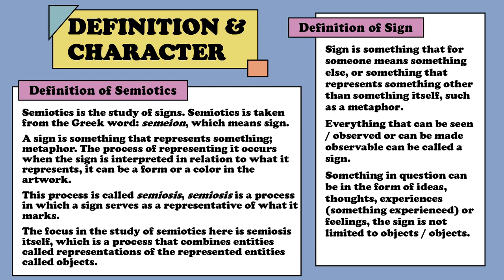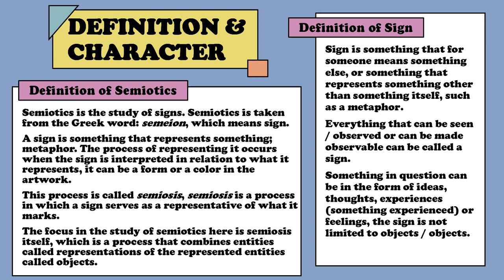Definition and character. Definition of semiotics. Semiotics is the study of signs. Semiotics is taken from the Greek word semeion, which means sign. A sign is something that represents something, for example a metaphor. The process of representing occurs when the sign is interpreted in relation to what it represents. It can be a form or a color in the artwork.